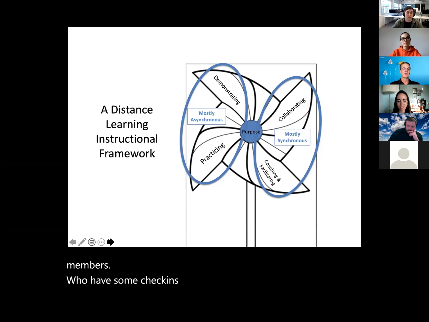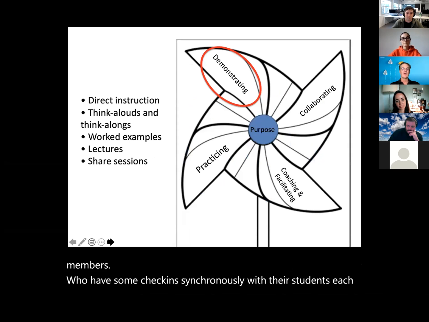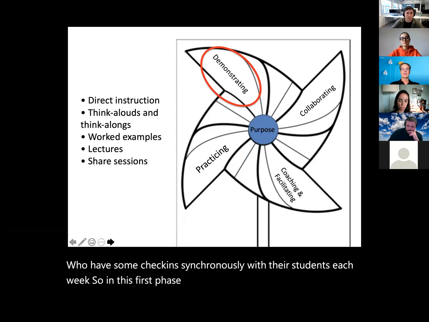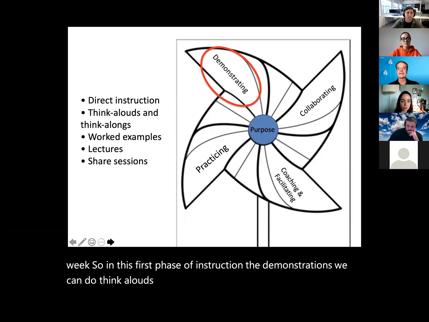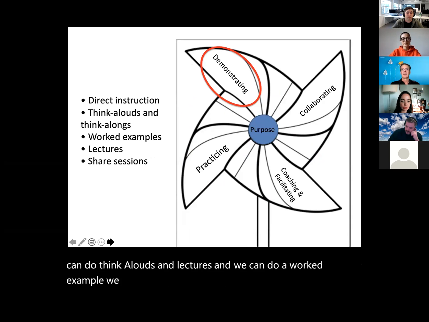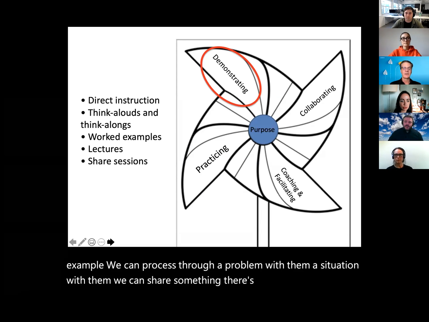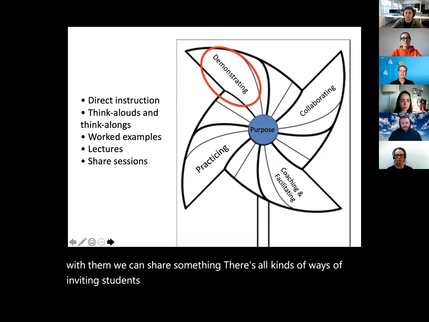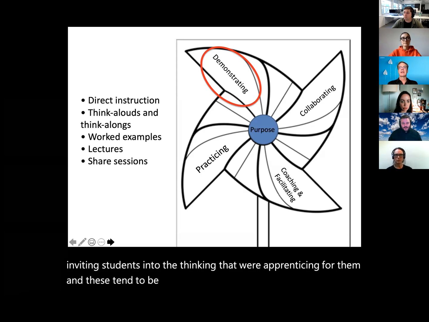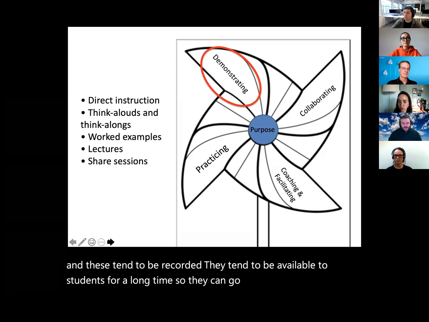So in this first phase of instruction, the demonstrations, we can do think alouds and lectures, and we can do a worked example. We can process through a problem with them, a situation with them. We can share something. There's all kinds of ways of inviting students into the thinking that we're apprenticing for them. And these tend to be recorded. They tend to be available to students for a long time so they can go back to them as needed.